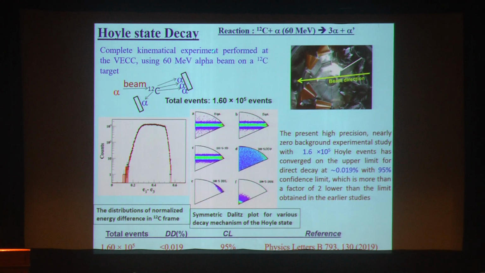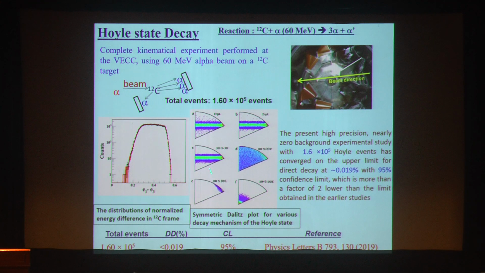So we did an experiment at VECC using a carbon 12 target and a 60 MeV alpha beam, and we detected all. We did a complete kinematical experiment, where we detected all the 3 decay alpha particles along with the elastically scattered alpha particle. This is the experimental setup, and the total number of events detected was 1.6 times 10 to the power 5 events. So the present measurement is of high precision.